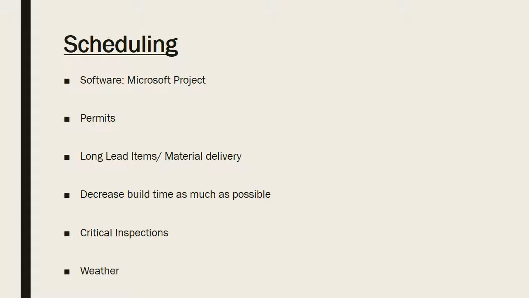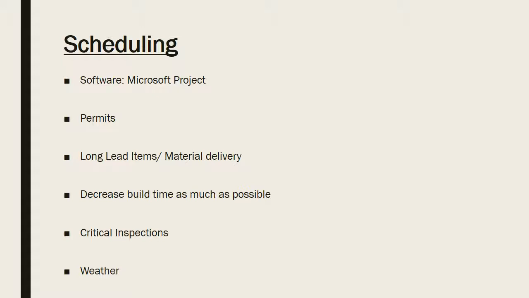And also material delivery, making sure that material is delivered when needed. Otherwise, this can cause major delays, which if you can mitigate, you will save a lot of time and money on the project. Decreasing the build time as much as possible. The sooner you get out, the less chance for error to occur and possible construction injuries. So by doing this, the faster you get in, the faster you get out, and it's much better and safer.